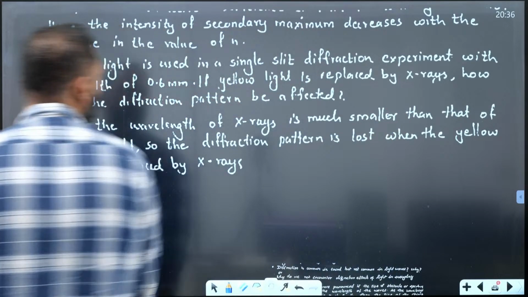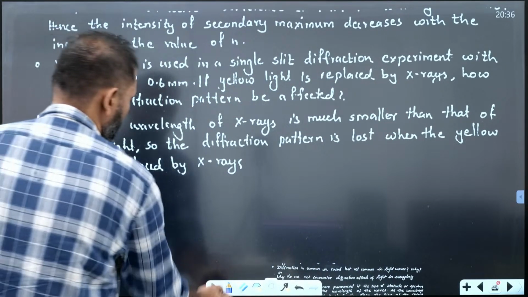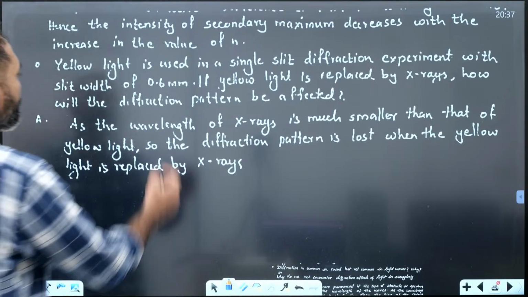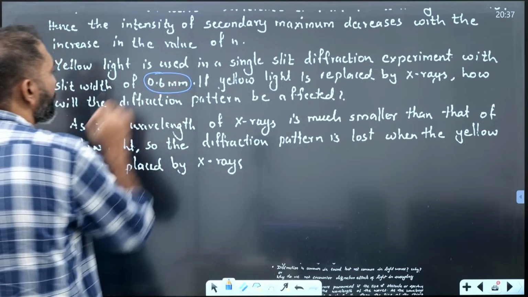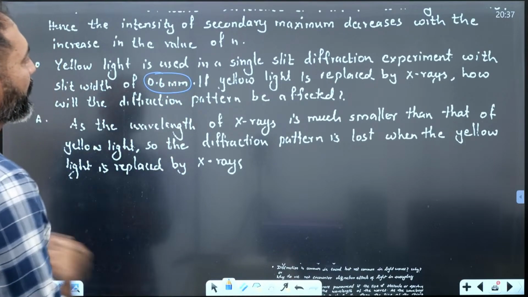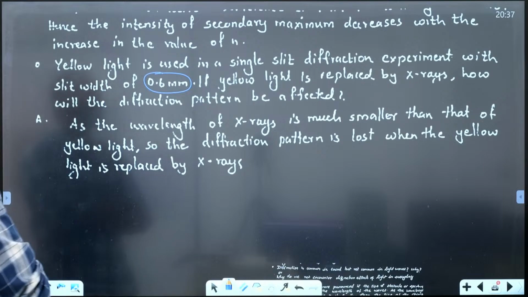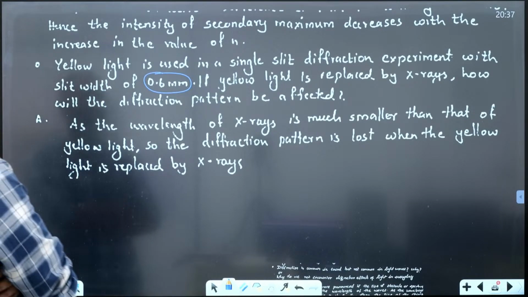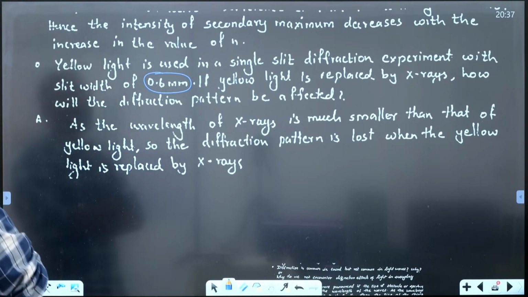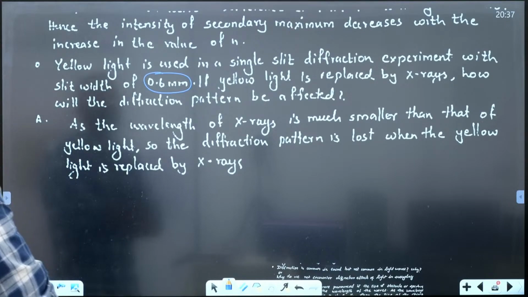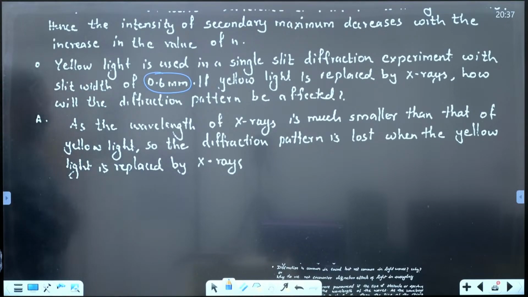Yellow light is used in a single slit diffraction experiment with a slit width of 0.6 millimeter. If yellow light is replaced by X-ray, how will the diffraction pattern be affected? As the wavelength of X-ray is much smaller than that of yellow light, the diffraction pattern is lost when the yellow light is replaced by X-ray.